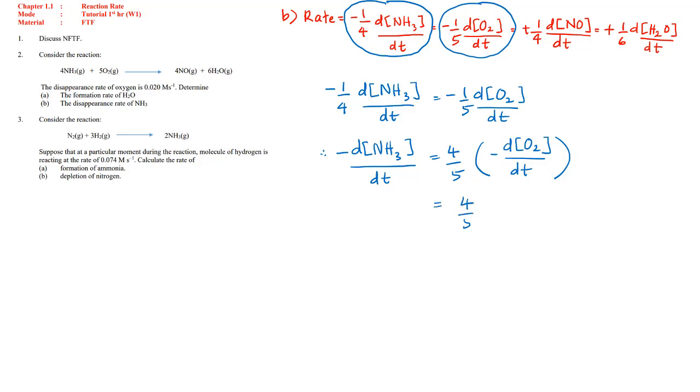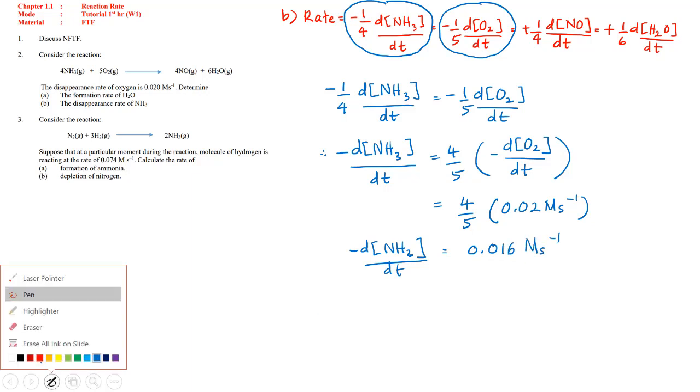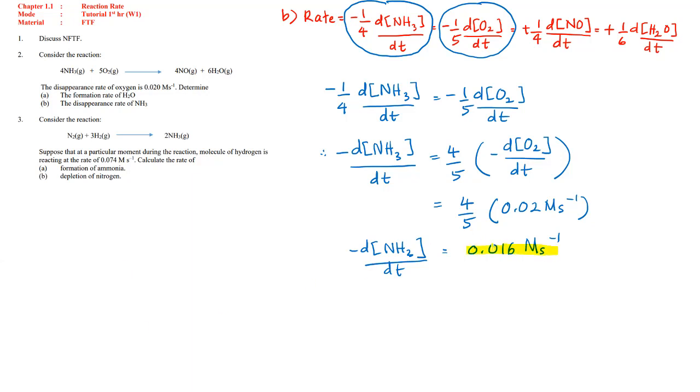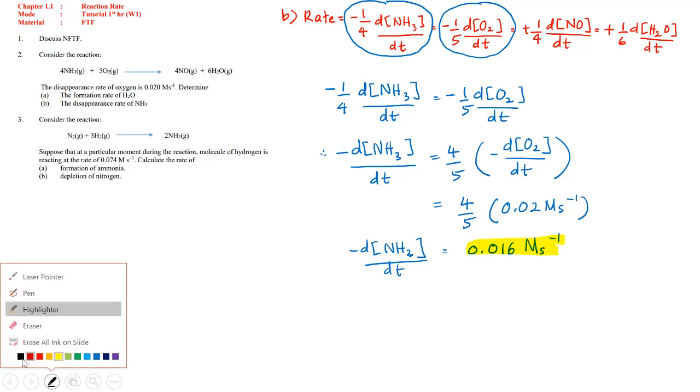Okay, so now substitute the value 4/5 times 0.02 molar per second. Alright, okay, thus you will get the rate of disappearance of ammonia is around 0.016 molar per second. Right, you can see the value of the rate still lagi positif. Tak ada tanda negatif pun sebab nilai rate mesti positif. Tak boleh negatif.